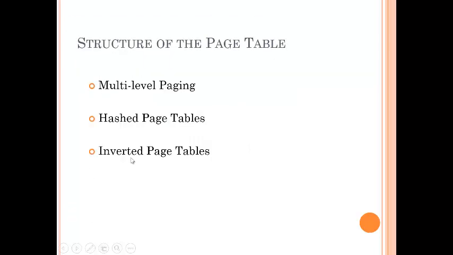So what is the desirable solution? We will use different structures. There are 3 different possibilities. One is multi-level paging, that is hierarchical paging. Another is hashed page tables, and the one more is inverted page table. In this video we will see multi-level paging, and the remaining 2 will be covered in the next video.